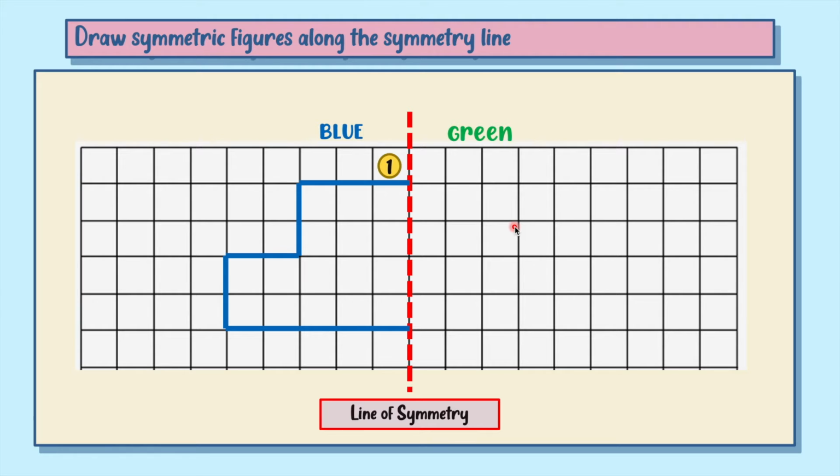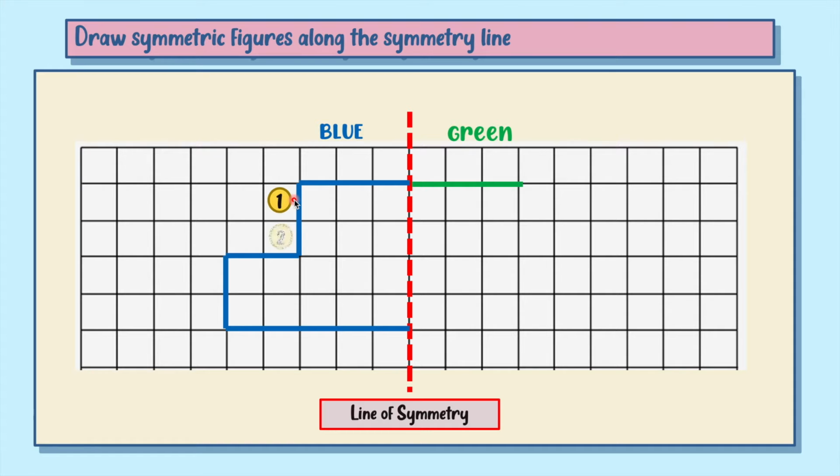So how am I going to draw a symmetric figure along the symmetry line? What I do is I count the number of boxes used on this side first. So this one, 1, 2, 3. The other side, which is the green side, I will also draw according to the number of boxes in the blue side. So 1, 2, 3. I stop here because there are 3 boxes on the blue side. So on the green side, I also follow 3 boxes.